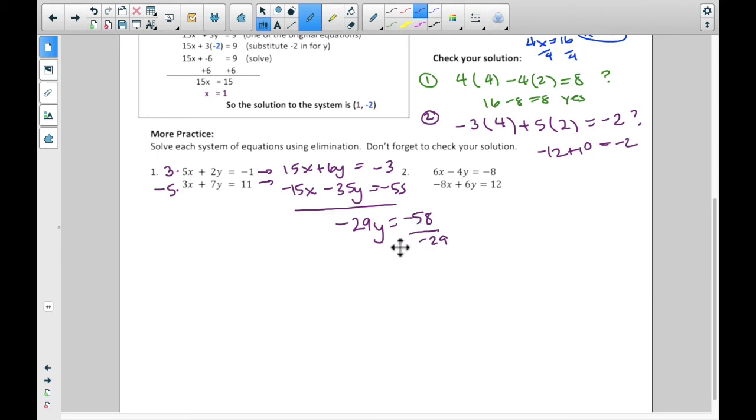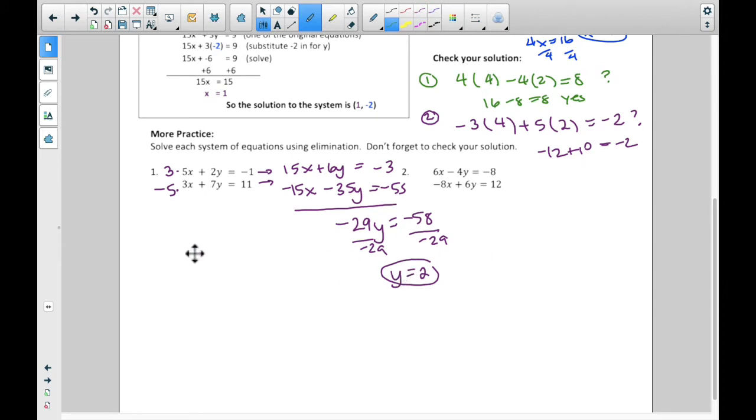This is actually going to work out. You might not realize that, but if you get out your calculator, take negative 58 divided by negative 29. What do you get there? You should get 2. So y equals 2. Of course, that's our y.